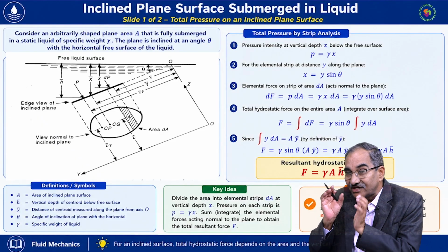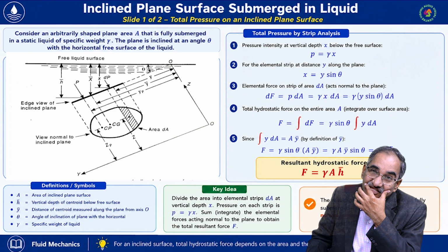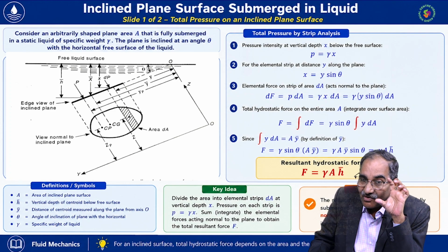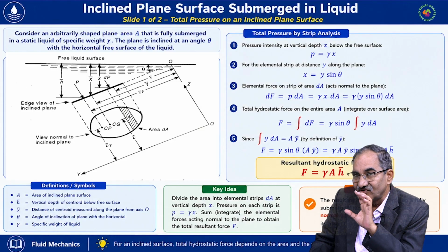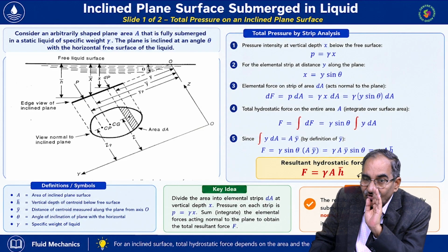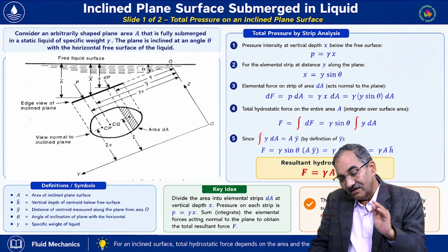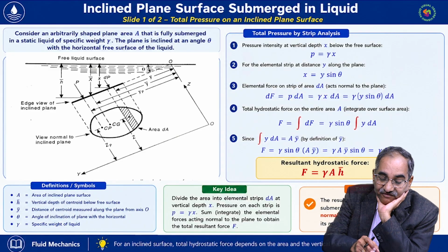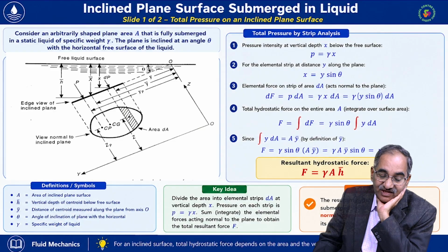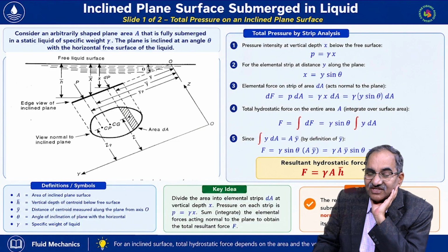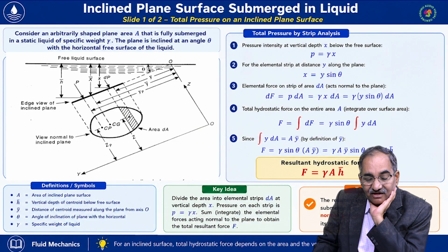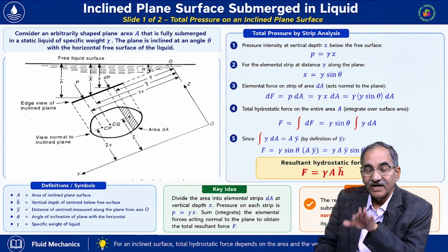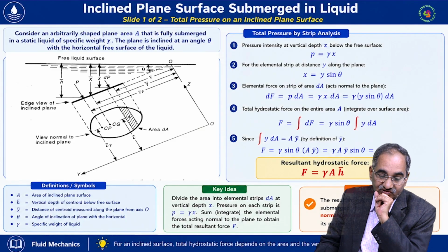Just recollect how the free surface is located, how the element is taken, and how the moment is calculated. That is the only difference between the vertical plane surface and the inclined plane surface. Now, this inclined plane surface is making an angle of theta with the free liquid surface. That is what we have shown in the figure.